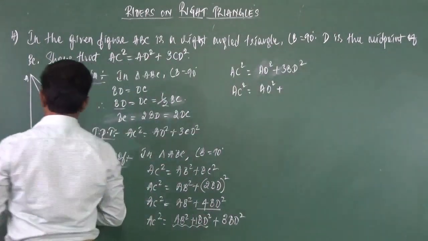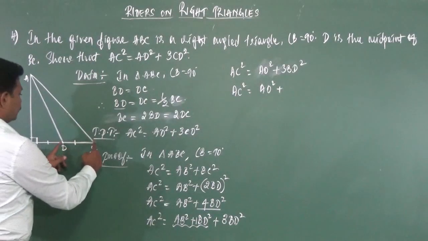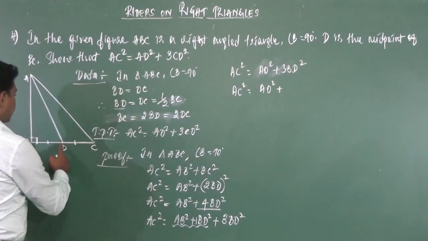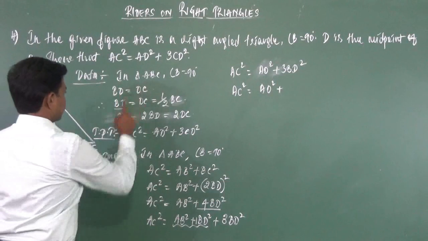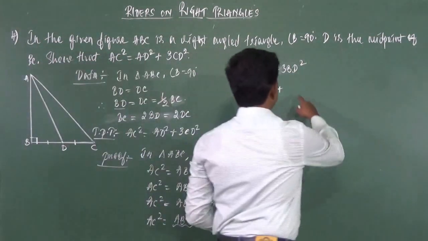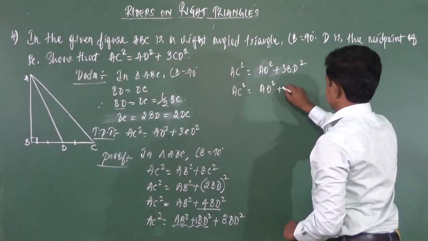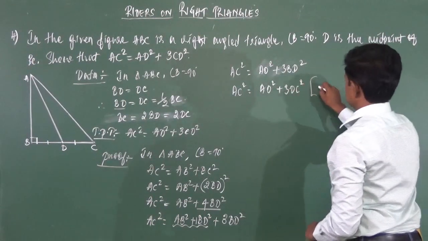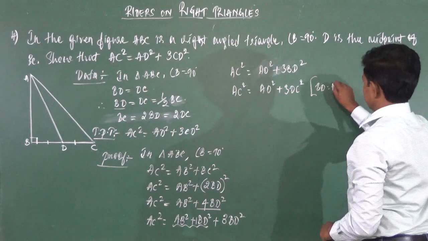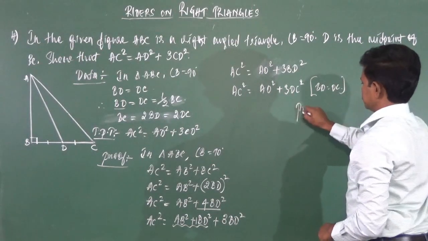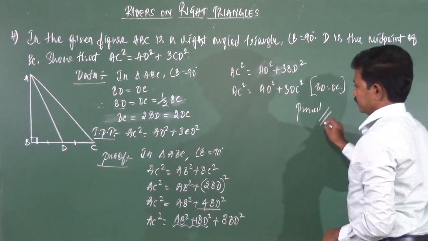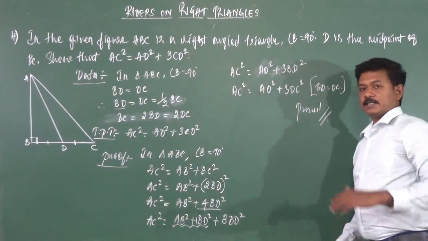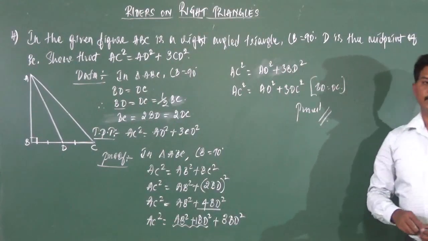Anyway, so AC square is equal to AD square plus 3 BD square. Here BD is equal to DC. So instead of BD, I can write DC. That becomes 3DC square. Because BD is equal to DC, hence it is proved. So it's a very nice 2 marks rider on Pythagoras theorem.